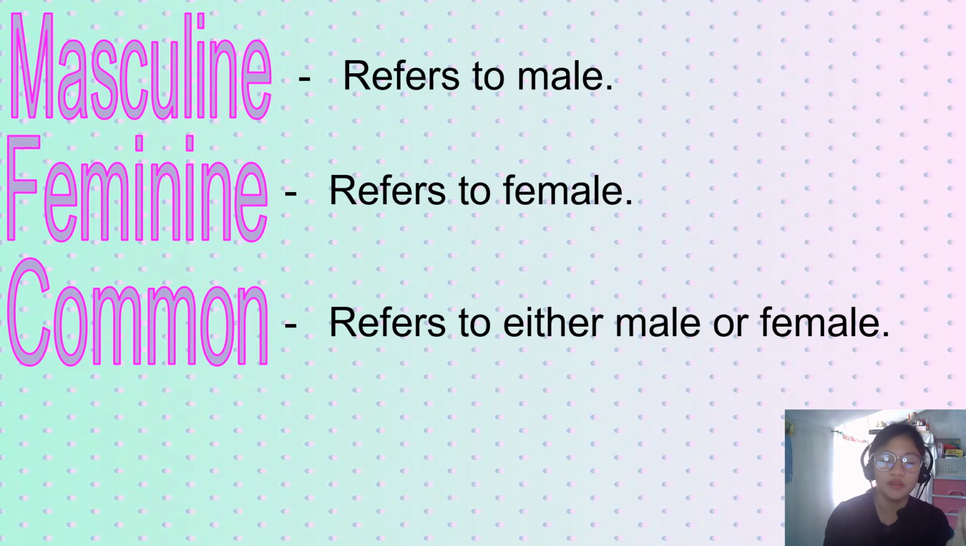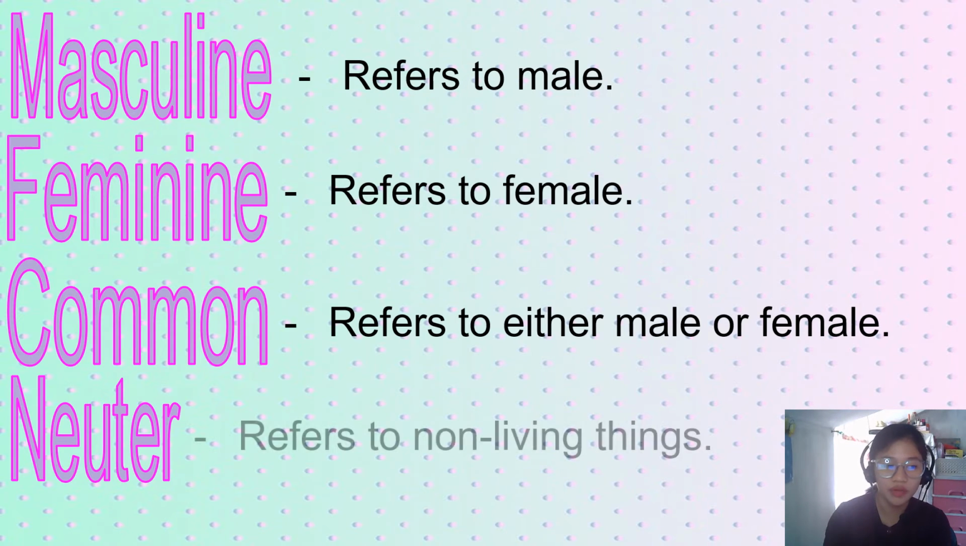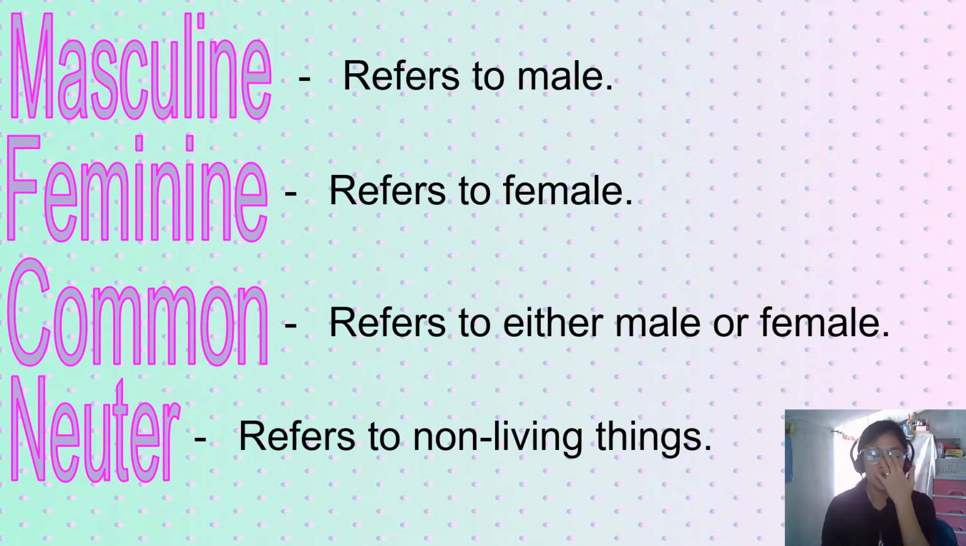While the nouns that refer to either male or female are what we call the common gender. Again, common gender is referring to either male or female, while a neuter noun is referring to non-living things or objects. When we say non-living things, it cannot be either male or female, neither of the two. That is why we call it neuter, because it is only talking about non-living things, objects, things around us.